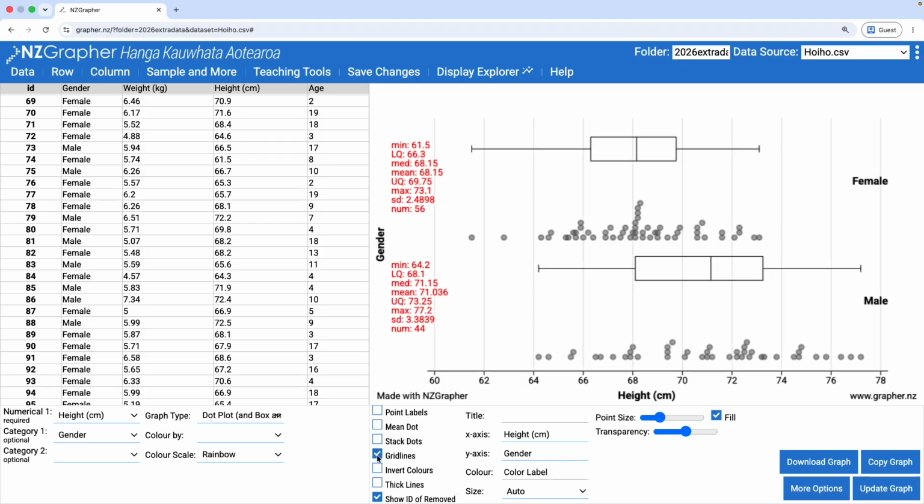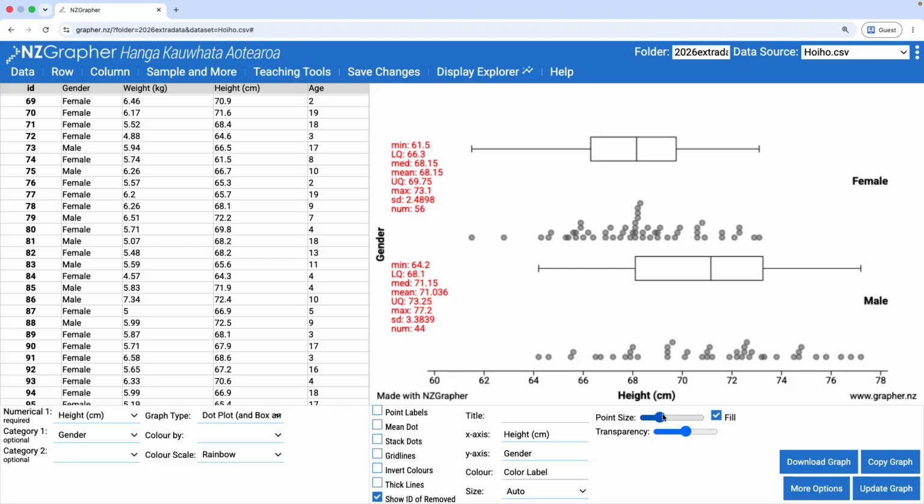Grid lines, put some lines in. You can't see them on the projector, but I can see them on my screen. Invert colours. Didn't work. There's a fix out for that at the moment, but I haven't pushed it out to everyone. And thick lines just makes the lines of the dots just a little bit thicker, which is a bit fun.